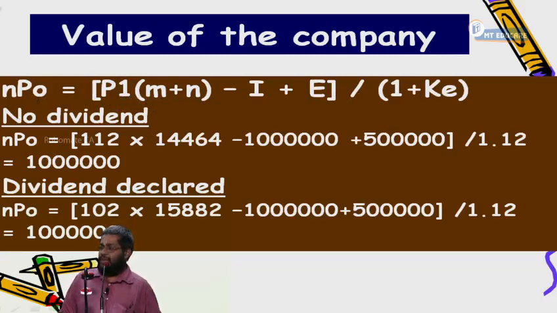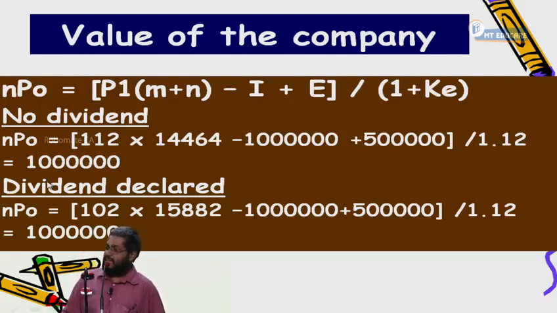No dividend declared means what is the price of the share a year hence? 112. Into how many shares are there? 14,464. How is it? Already old shares 10,000, the new shares 4,464. This is the total number of shares. 112 into 14,464, minus what is investment? 10 lakh. Plus what is earning? 5 lakh. If I divide by 112, I'll be getting 10 lakh rupees. How much rupees here? 10 lakh rupees. It proves that the 10,000 shares' wealth of the company, 10 lakhs.